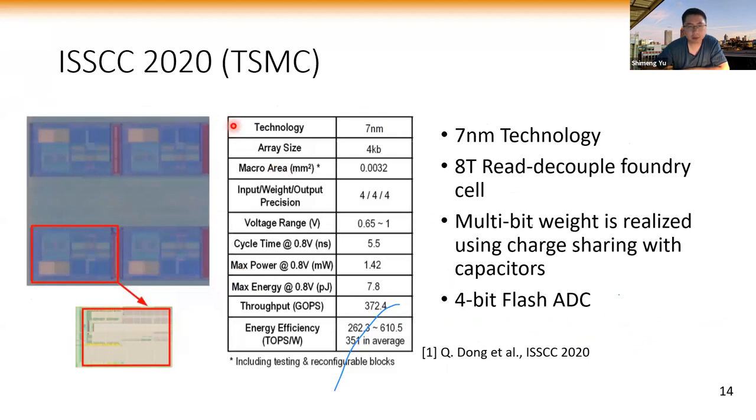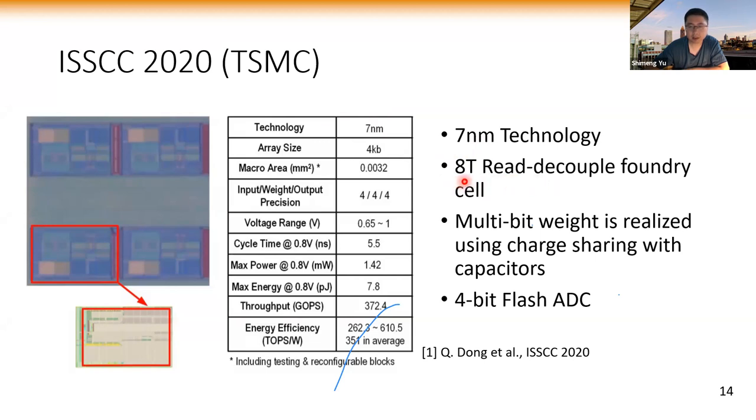And then this is a paper that we mentioned earlier by TSMC. This is one of the most advanced demonstrations today. This is on the 7-nanometer process, but the basic design idea is the same as the previous paper that we collaborated on with NTHU.